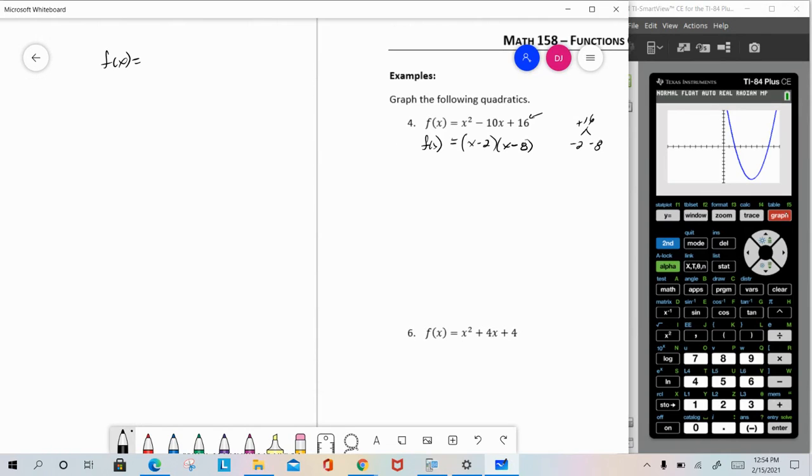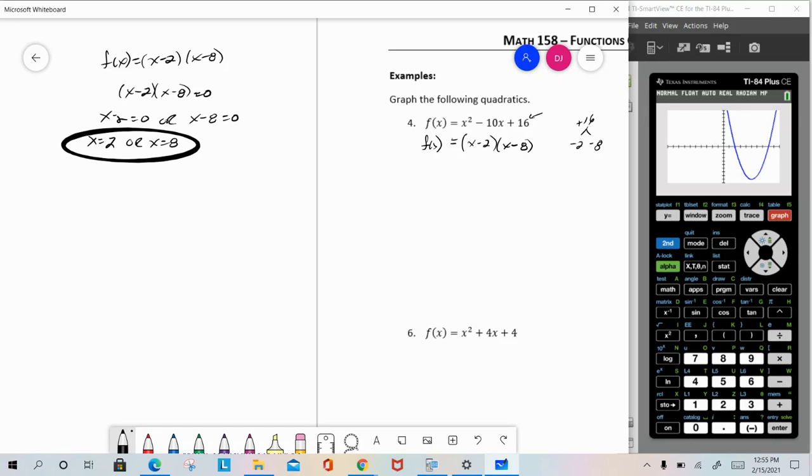If f(x) = (x - 2)(x - 8), and I set this equal to 0, then either x - 2 will equal 0 or x - 8 will equal 0. So then x will either equal 2 or x will equal 8. And so those are my x-intercepts. If you look back over here at the graphing calculator, you can see the points (2, 0) and (8, 0). The quadratic has x-intercepts at 2 and 8.